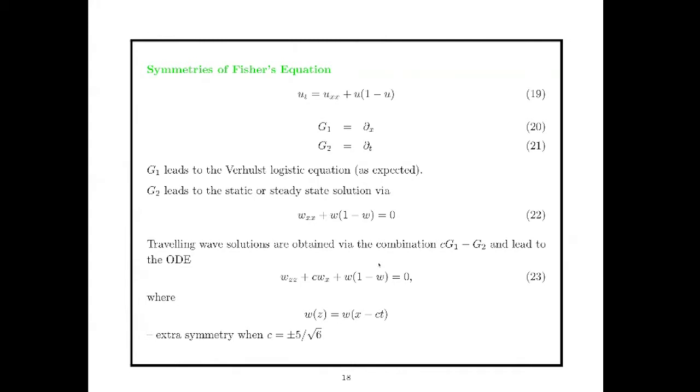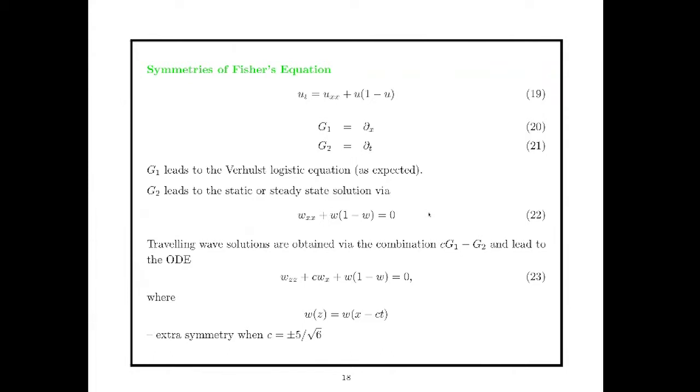It's very easy to plot these particular symmetries. If you do the reductions by each of these symmetries, reduction by G1 just leads to the standard Verhulst logistic equation, which is what you expect because you're removing the spatial dependence again. If you look at reductions by G2, this just leads to the steady state or the static solution of the system. Equation 21 is a simple equation to solve, and it's easy to write down the solution.